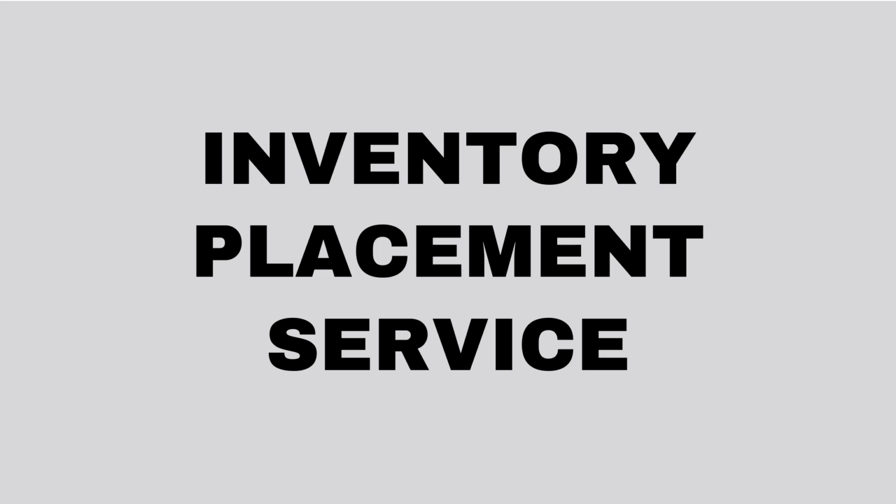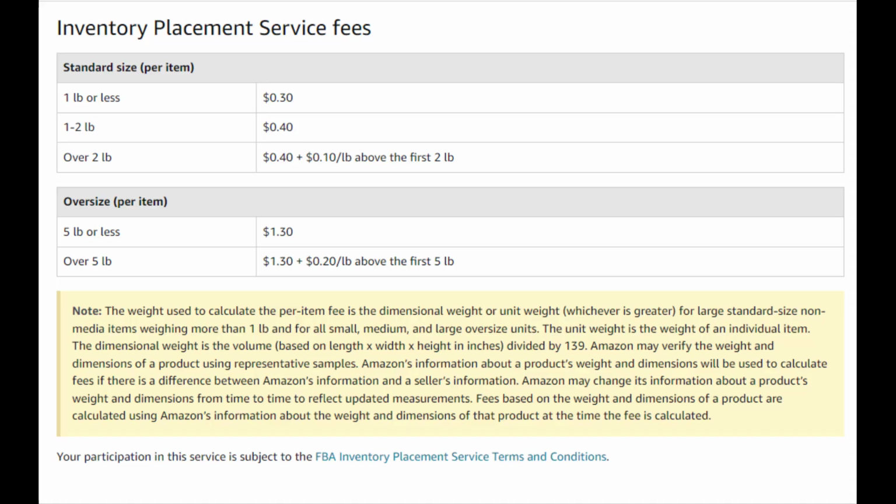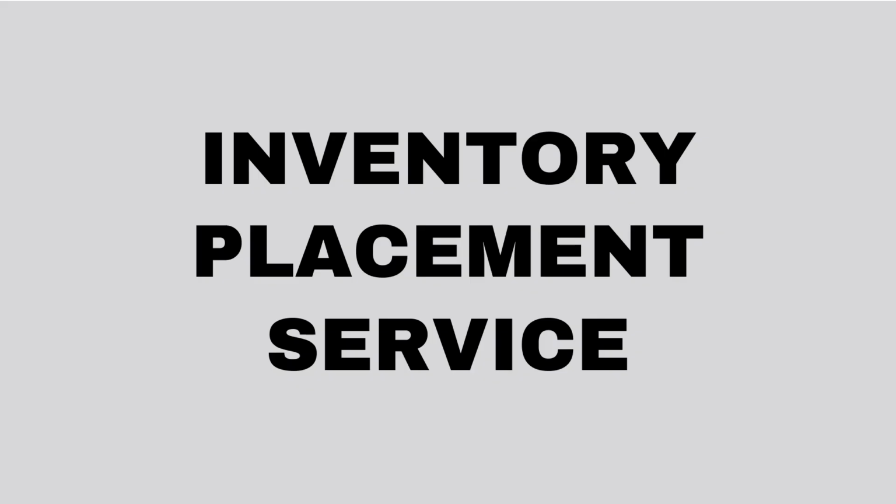So it takes away all of that headache and hassle of having to split up shipments or do multiple shipments. The inventory placement service fees at the moment are, for products that are standard size under £1, 30 cents. If they're £1 or £2, it's about 40 cents. And for oversized, you're talking $1.30 for £5 or less. So these fees may change. Look up the latest fees, and then you'll know exactly how much it's going to cost to use this service.